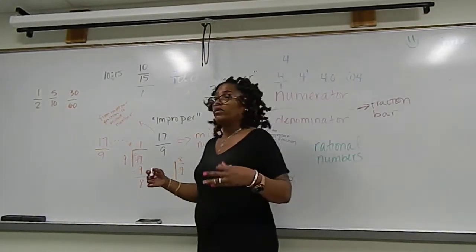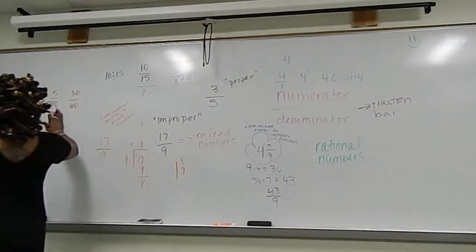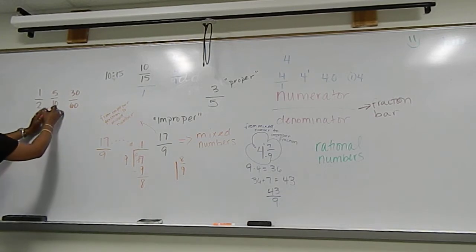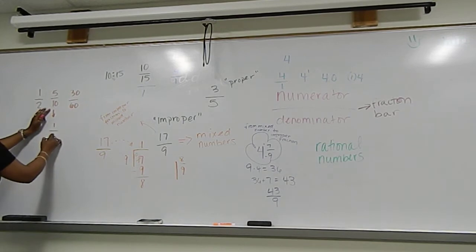That's what we did. We reduced it down. Here, I found a common factor. Remember when we talked about factors and multiples and stuff? So I know 5 is a factor of 5 and 5 is a factor of 10. 5 goes into 5 1 time. 5 goes into 10 2 times.